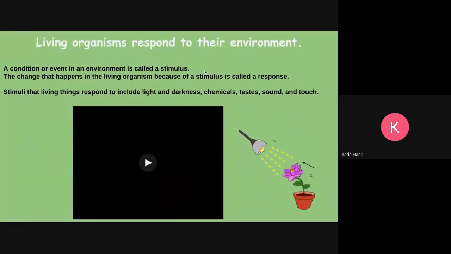So living organisms respond to their environment. A condition or event in an environment is called a stimulus. So the stimulus is the condition or an event in an environment. Or also called stimuli, if it's multiple. Yep, stimuli is the plural. So the change that happens in the living organism because of that stimulus is called the response. So the organism responds to a stimulus.